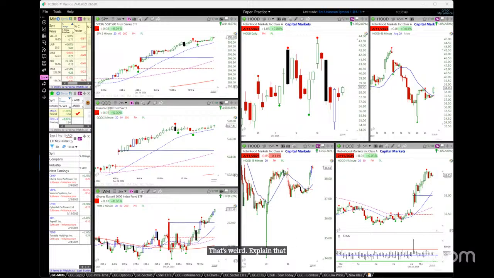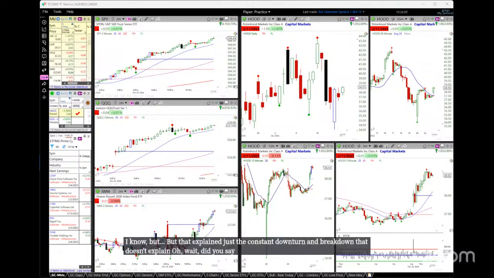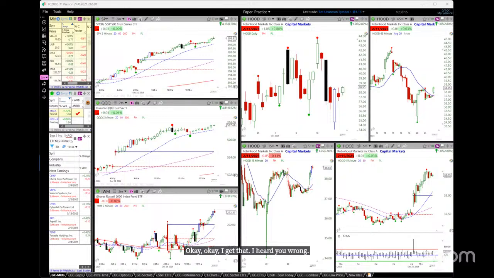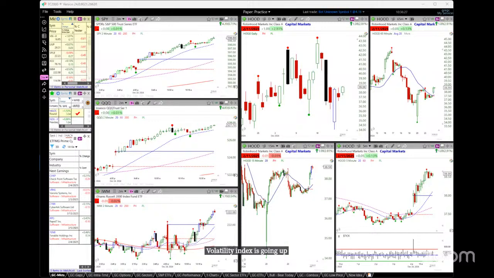Explain that, Greg. Everybody expects an increase in volatility. I know, but that explains just the constant downturn and breakdown. That doesn't explain. Oh, wait, did you say somebody expects an increase? Mm-hmm. Okay, I get that. I heard you wrong. Yeah, so that's the correct answer. Somebody's expecting an increase in volatility, and that's why the volatility index is going up, because somebody is paying up for protection right now.